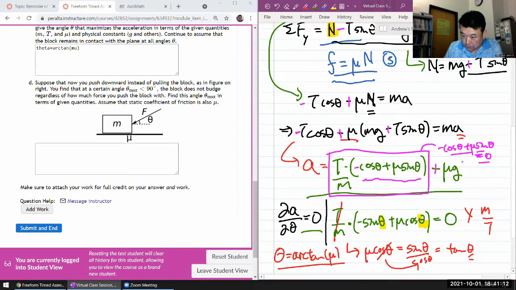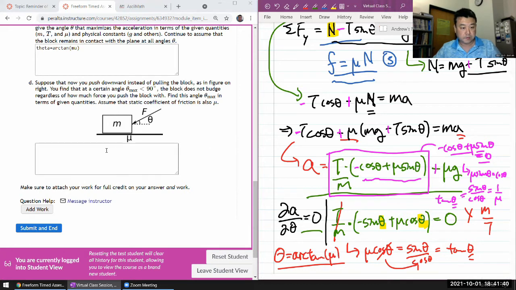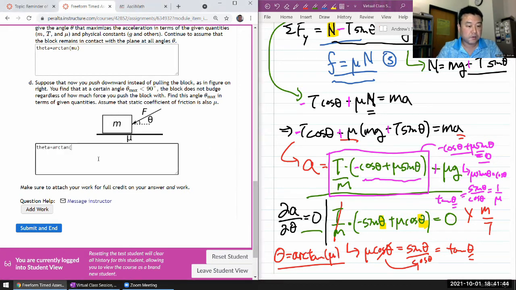So let me solve this. It says mu sine theta is equal to cosine theta. Collecting sine theta over cosine theta on the left-hand side, mu goes to the other side, 1 over mu. So that's equal to tangent theta. So my theta is going to be arctangent of 1 over mu. Theta is equal to arctan of 1 over mu.